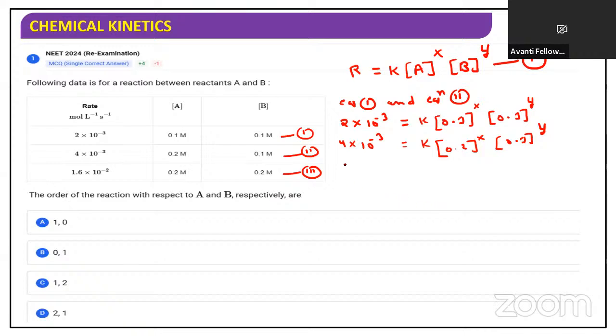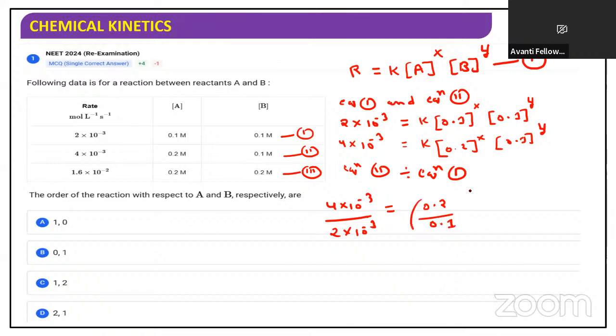Just divide these two equations, right? So divide equation 2 by equation 1. What will you get? That is 4 into 10 raised to the power minus 3 divided by 2 into 10 raised to the power minus 3 is equal to, K gets cancelled, and this will become (0.2 by 0.1) raised to the power x, and the 0.1 raised to the power y gets cancelled. Okay, so that is cancelled.